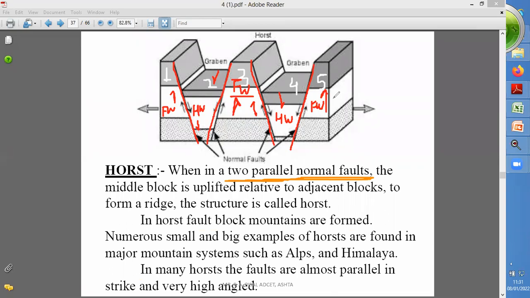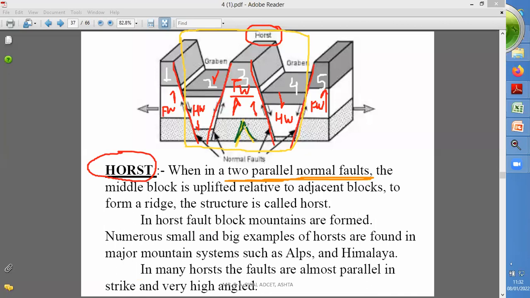Now we have to know what is the meaning of horst. Okay, now consider block number 2, 3 and 4. Consider only these three blocks. Consider the second, third and fourth block. What you see, the middle block moves upward. Okay, the middle block moves in the upward direction.